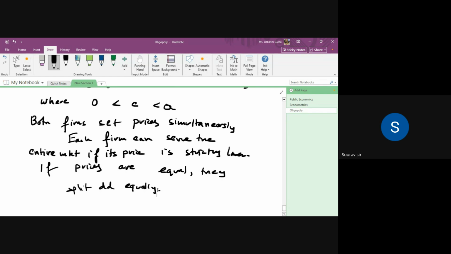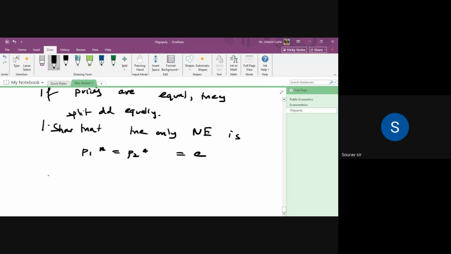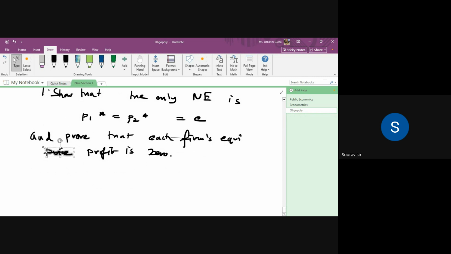So what you have to do, this is my question, you have to show that the only Nash equilibrium is P1 star equals P2 star equals C. And you have to prove that each firm's equilibrium profit, not price, profit, is 0.